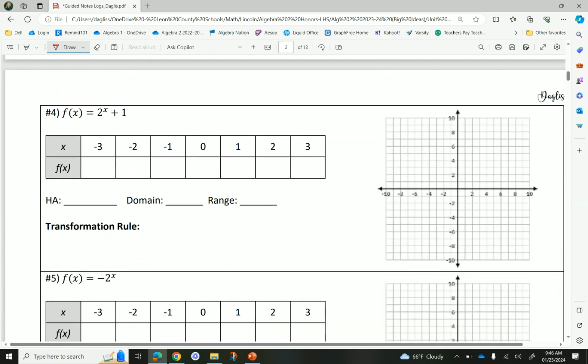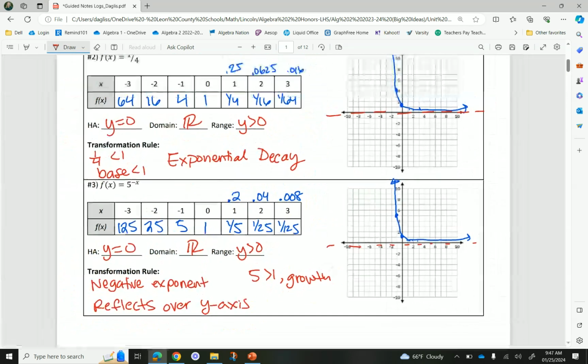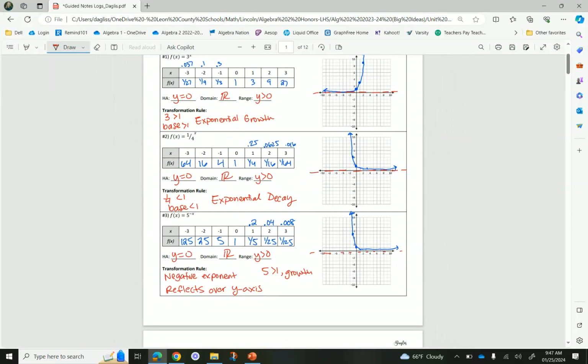Okay. Here we go. Before we flip to the back, let's look at something. These 3 graphs had 4 of the same key features. What were they? They all shared the same horizontal asymptote, the domains. Is that what you're talking about? Okay. The range and the y-intercept. They all had the same y-intercept. So those things have not been altered yet. Okay?